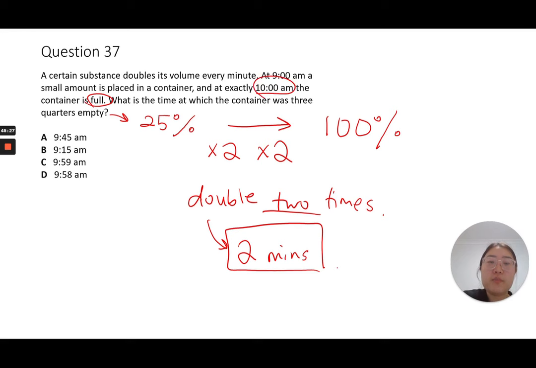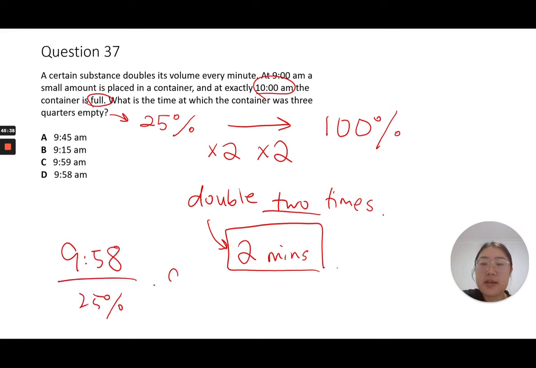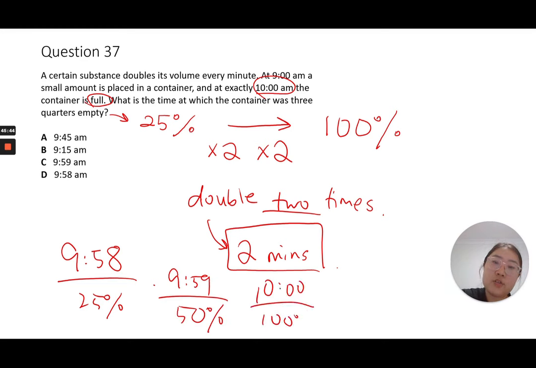So from 10 a.m., we're going to minus 2 minutes, and that's how you get 9:58. So at 9:58, it's going to be at 25%. At 9:59, it's going to be at 50%. And at 10 exact, it's going to be at 100%. You notice the doubling there. So that's why D is the answer. That's a really interesting question.